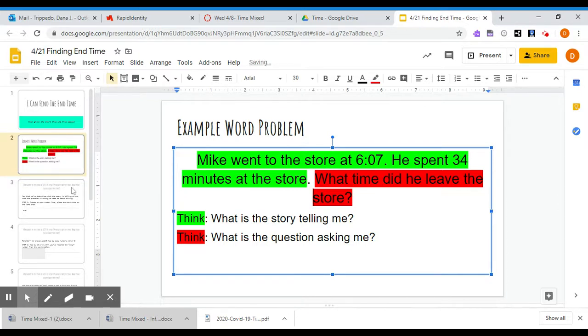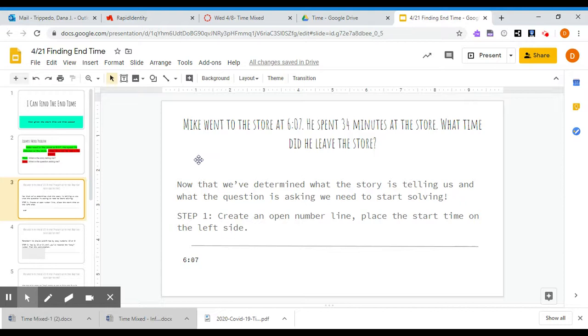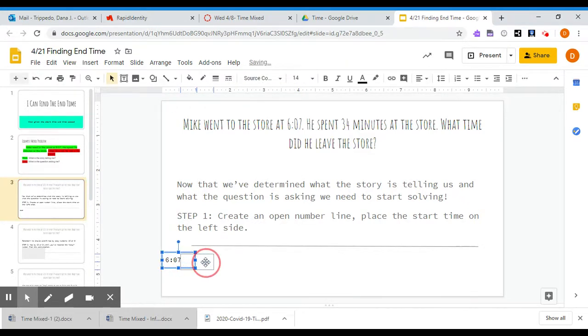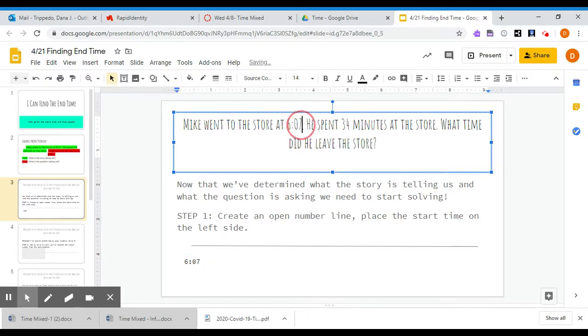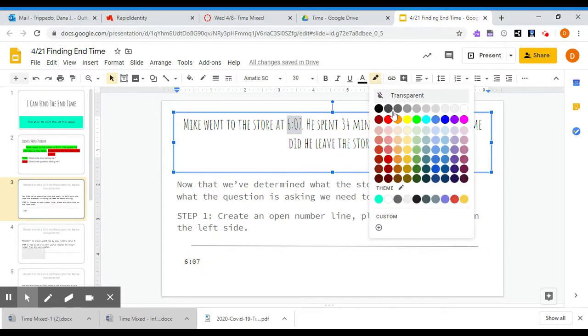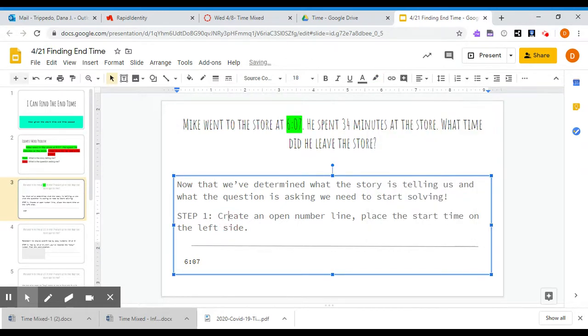So now that we've determined that, we can move on to our first step, which is creating an open number line and placing the start time on the left side. Unlike when we are finding the start time, where we end over here and start over here, with this topic we're going to start on the left side. So we got our 6:07 from the word problem up here. Remember to always go back to your problem.